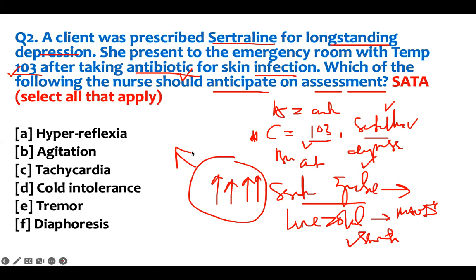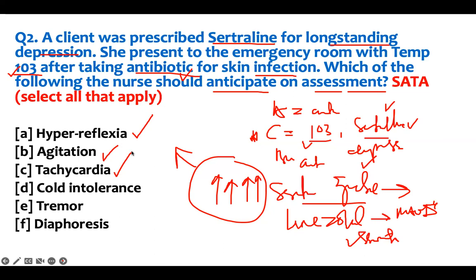Hyperreflexia. It sounds like something is going up. Agitation, sounds like something is going up. Tachycardia, sounds like something is going up. Cold intolerance, looks like I'm going down. But check it. The temperature is high.